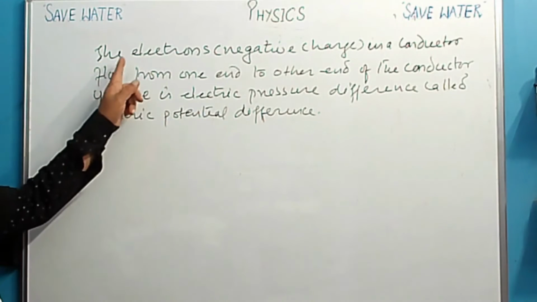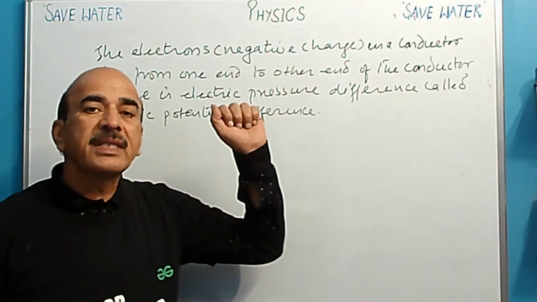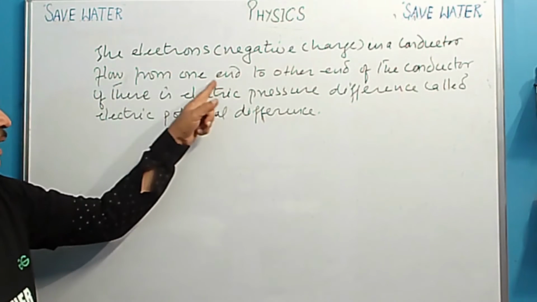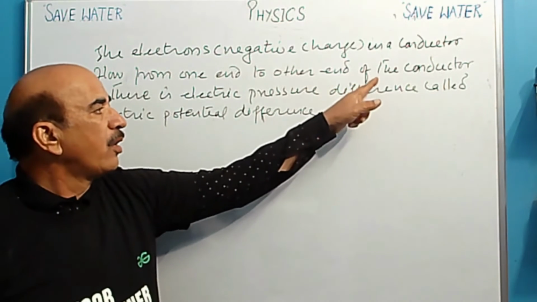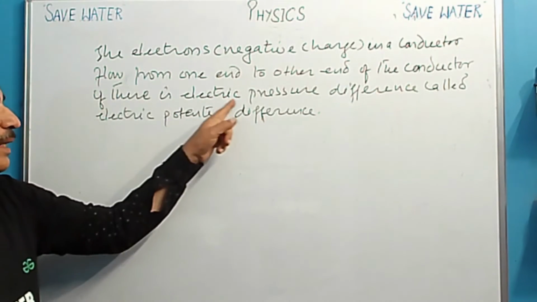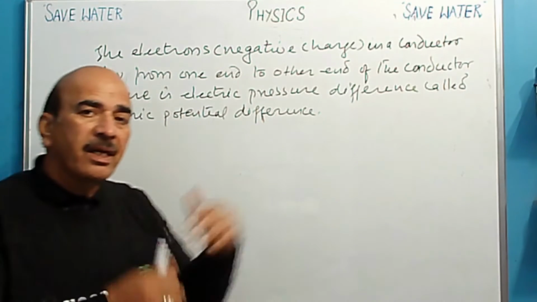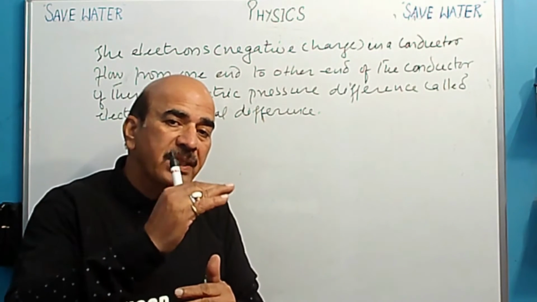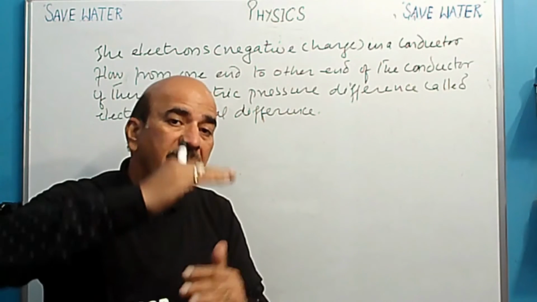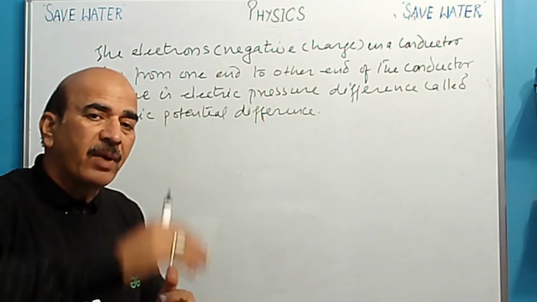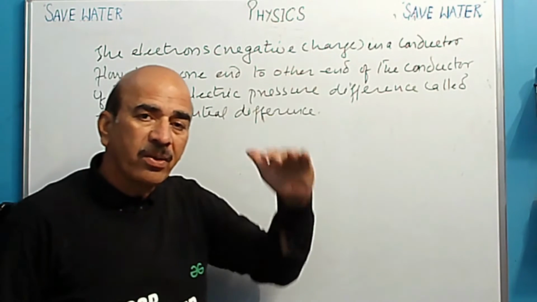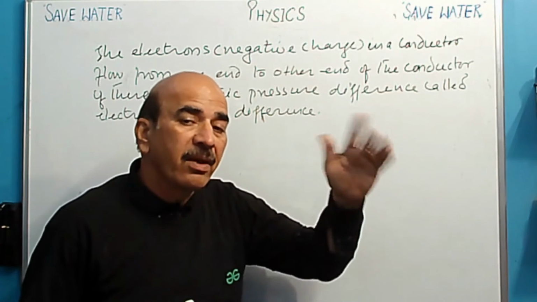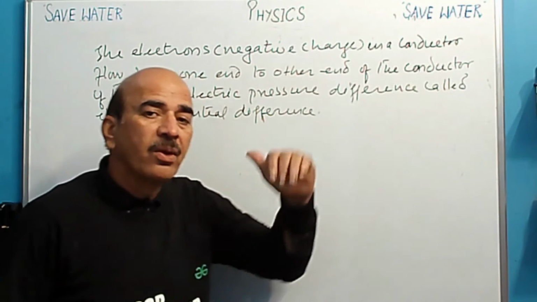So the electrons, meaning negative charge particles, in a conductor flow from one end to another end of the conductor if there is an electric pressure difference. As in the previous example we saw, there should be a difference in level, a difference in height of the two containers. Only then will the water flow from the higher container to the lower container. The amount of water in the higher container may be less, even then it will flow from higher to lower.